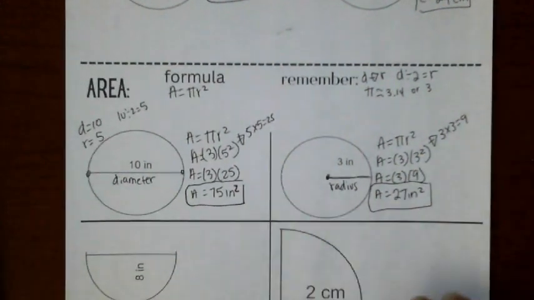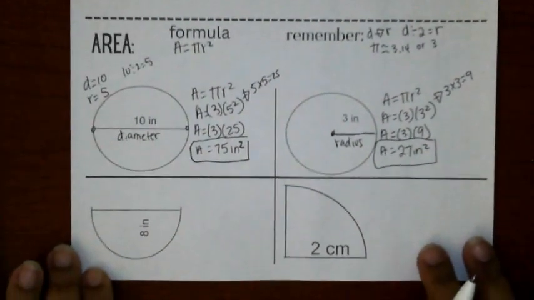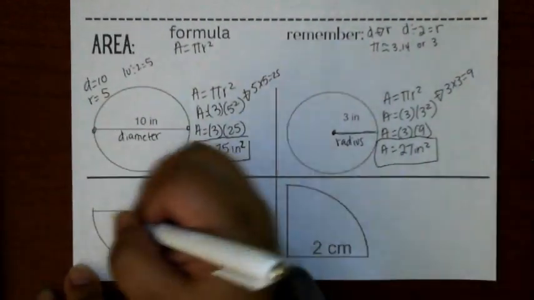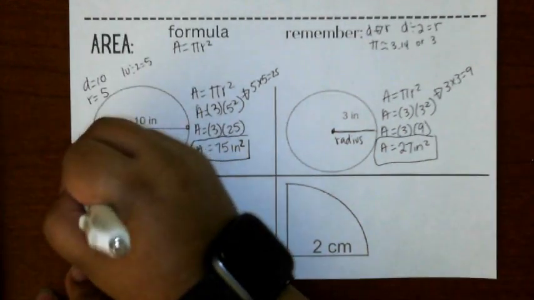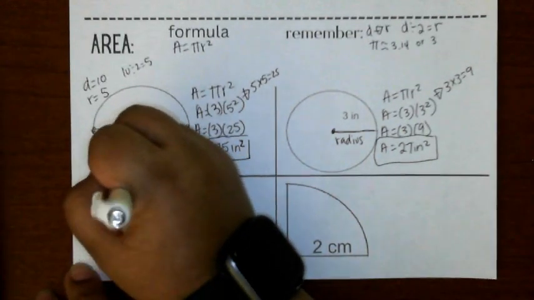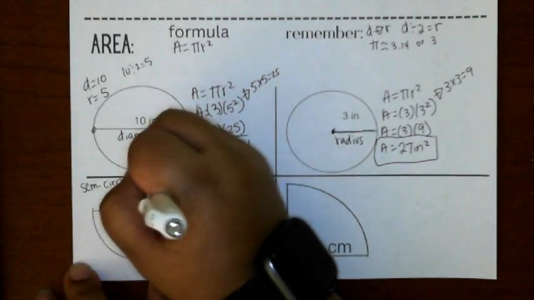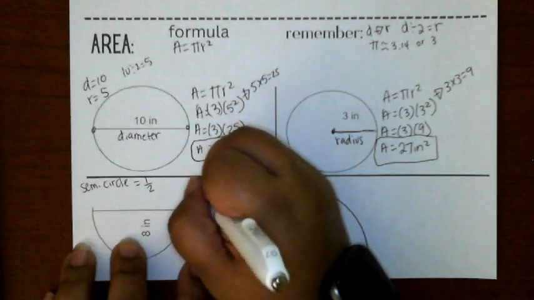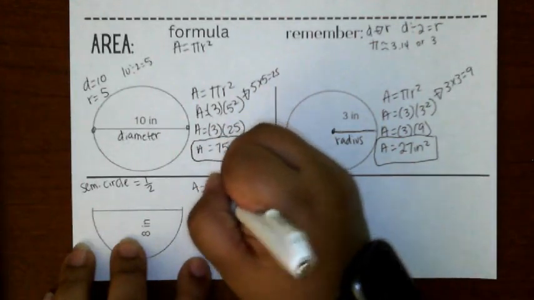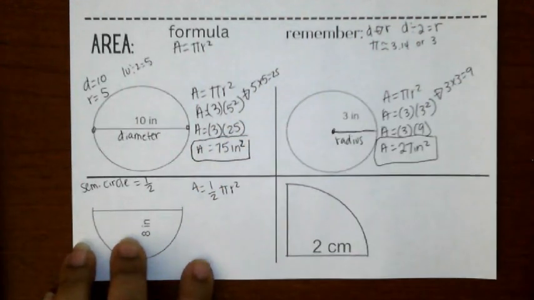Okay. All right, let's go to the last two. So here, this is a half or semicircle, okay? And let me write that over here, semicircle, okay? And a semicircle always uses 1/2 in front of pi r squared. So what that looks like is A equals 1/2 pi r squared, okay?